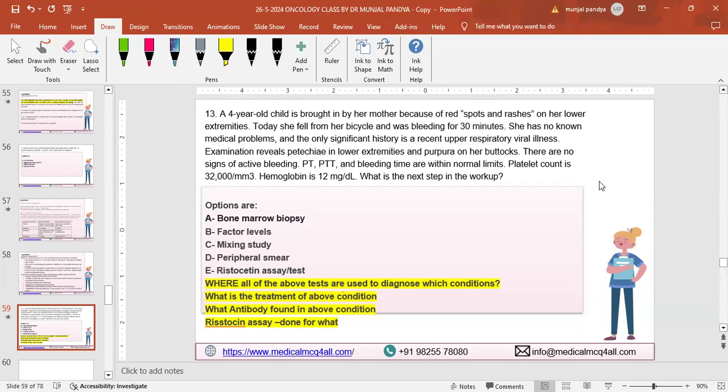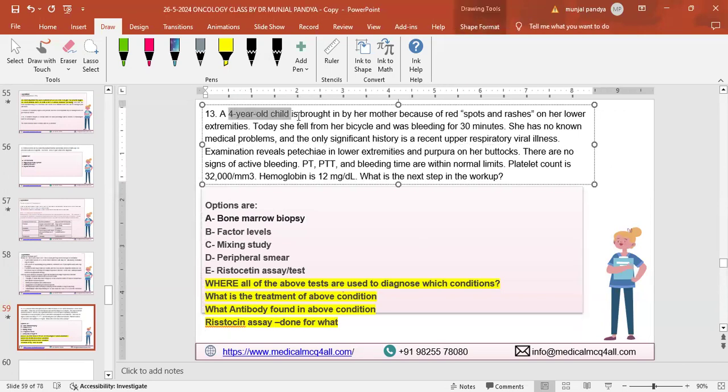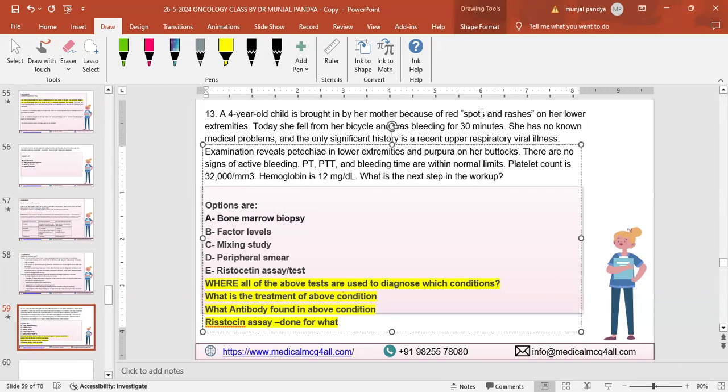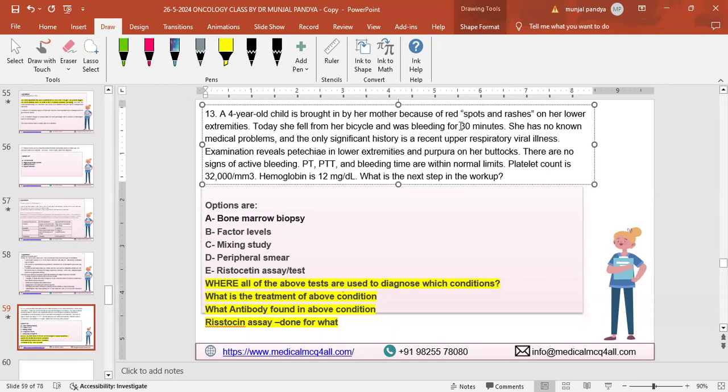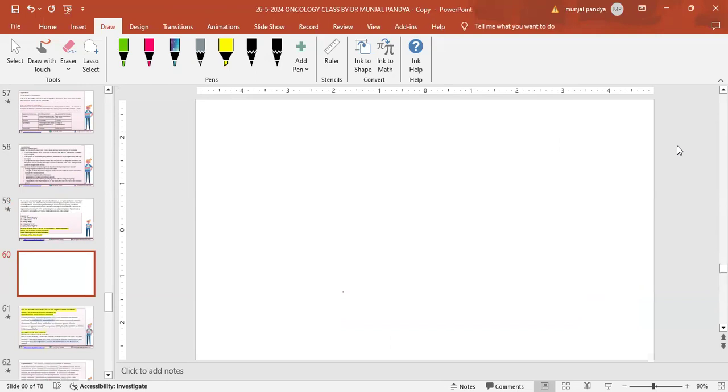Anyway, so that's it. So this is ITP, right? Classical ITP, usually seen in children, usually with an upper respiratory tract infection preceding it. There is thrombocytopenia, and with thrombocytopenia, they have little bleeding, ecchymosis, petechiae. So now you do the investigations, diagnose, and treat the patient.